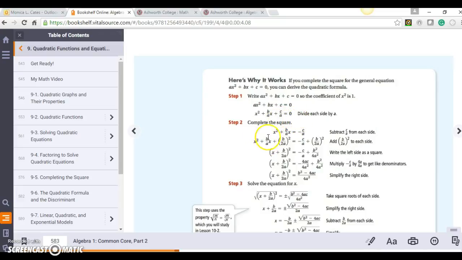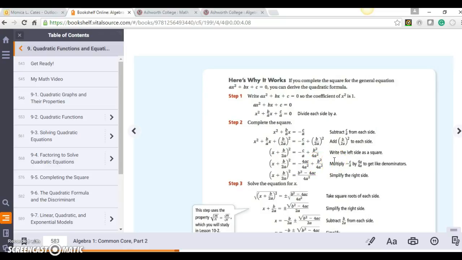If I complete the square, which is taking this term, dividing it by 2, and squaring it, then whatever I do to one side, I have to do to the other. I get b over 2a squared on both sides. We also subtracted c over a from both sides. And so then I have x plus b over 2a, squared, equals negative c over a plus b squared over, remember I squared this, 4a squared.